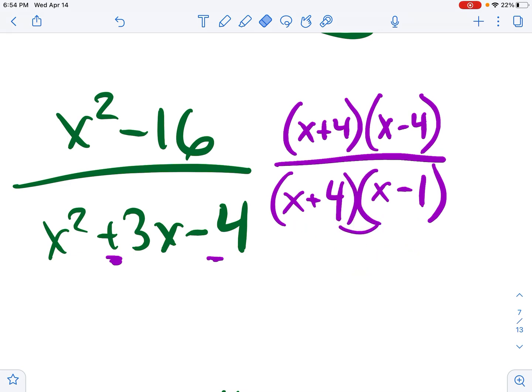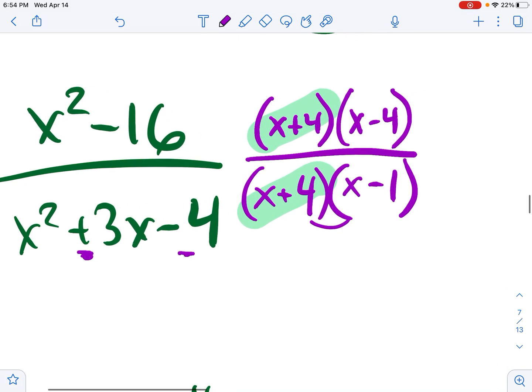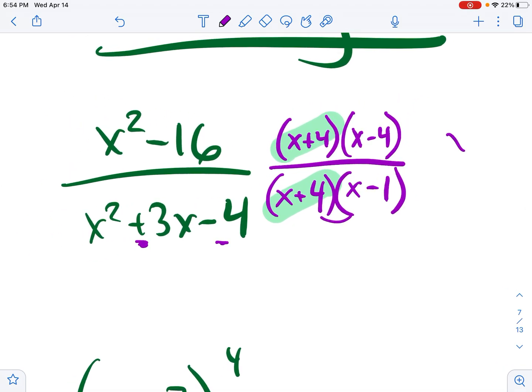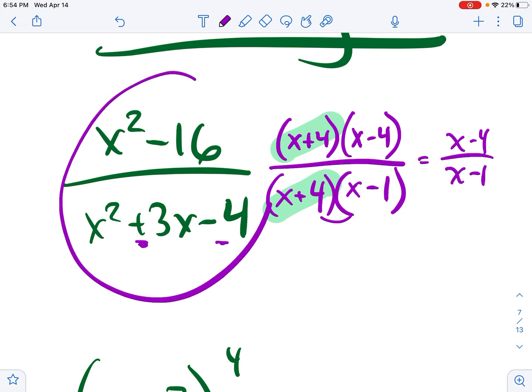So now, let me look. What could cancel? Okay, my x plus 4, my x plus 4, that cancels. That's cool to do because they are products. So I would get x minus 4 over x minus 1. And that is the simplified version of this expression.